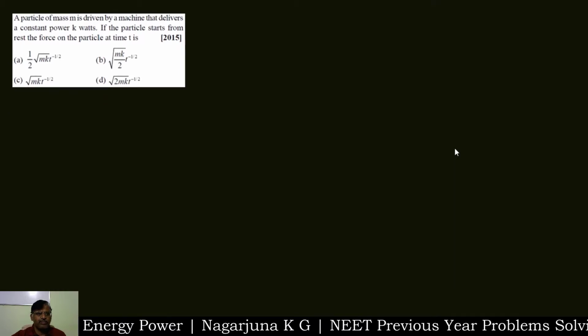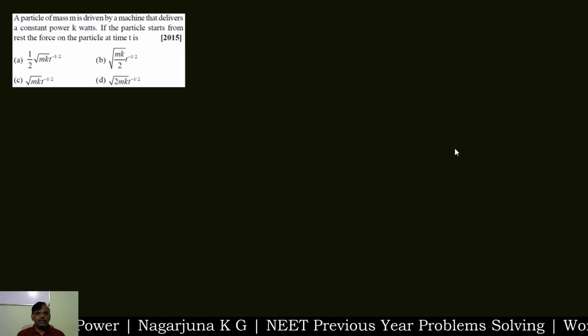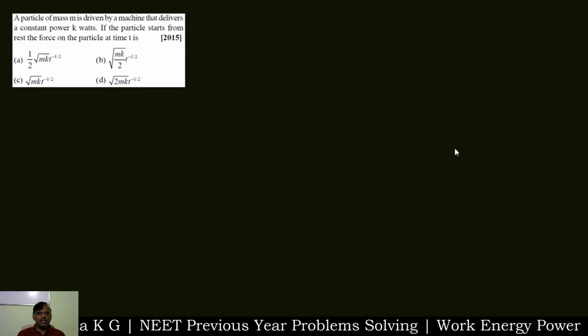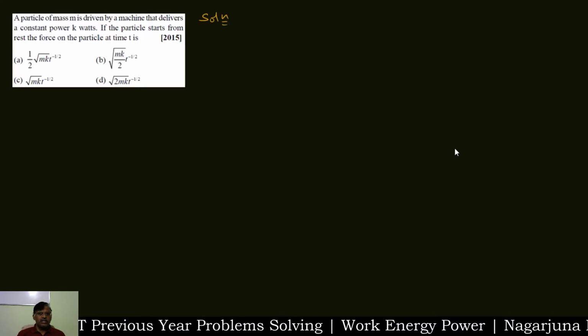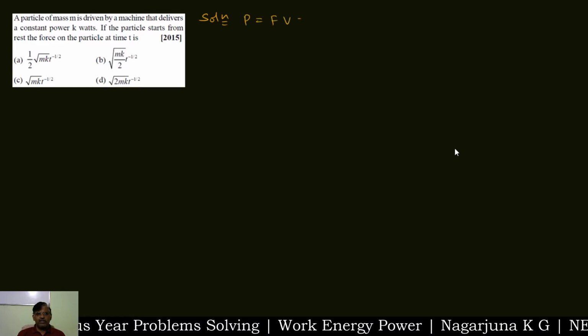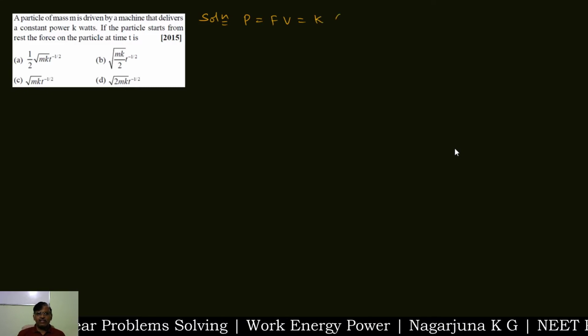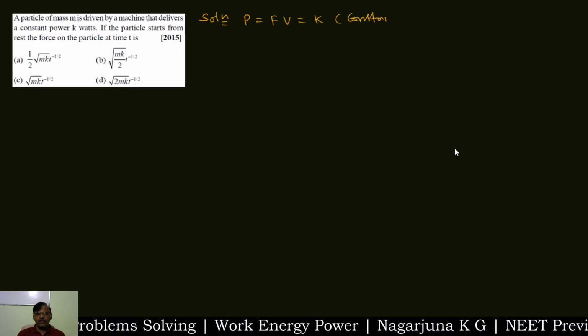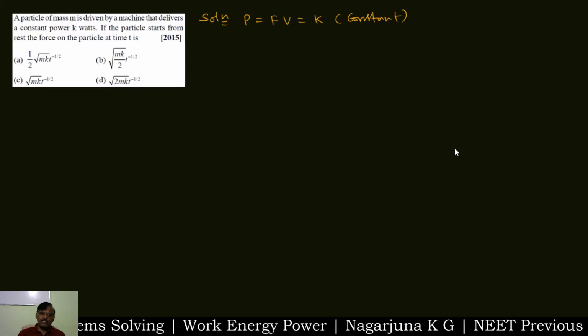Next question. A particle of mass m is driven by a machine that delivers a constant power k watts. If the particle starts from rest, the force on the particle at time t is. So for this question, solution, in the question only power is given. We know that power is equal to F into V, that is given k watts and it is given constant.